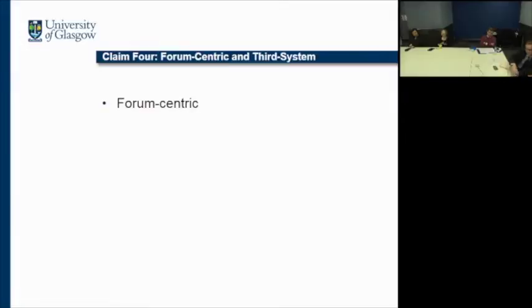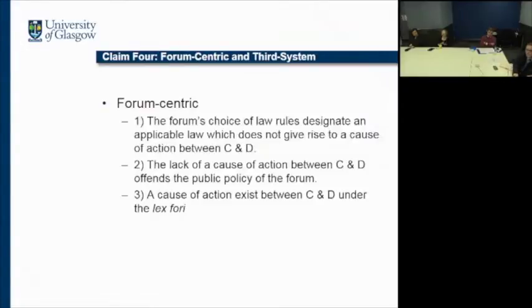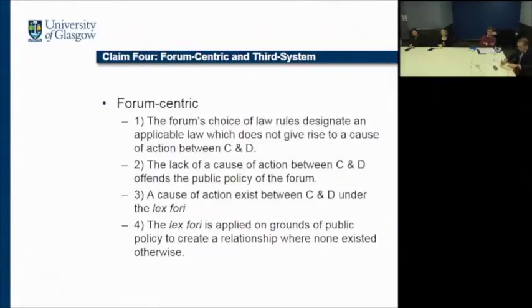if you click through this, very quickly, that's perfect, thanks. This is the way in which it might work by drawing upon the law of the forum itself. So it will designate an applicable law, which doesn't hold the two parties in a relationship. It says there's no right and there's no duty. If the lack of that right and duty offends the public policy of the forum, then it can create a cause of action by drawing upon its own law. And it can create a relationship, or it can create a claim, or it can create a right, where none would have existed as a matter of choice of law.